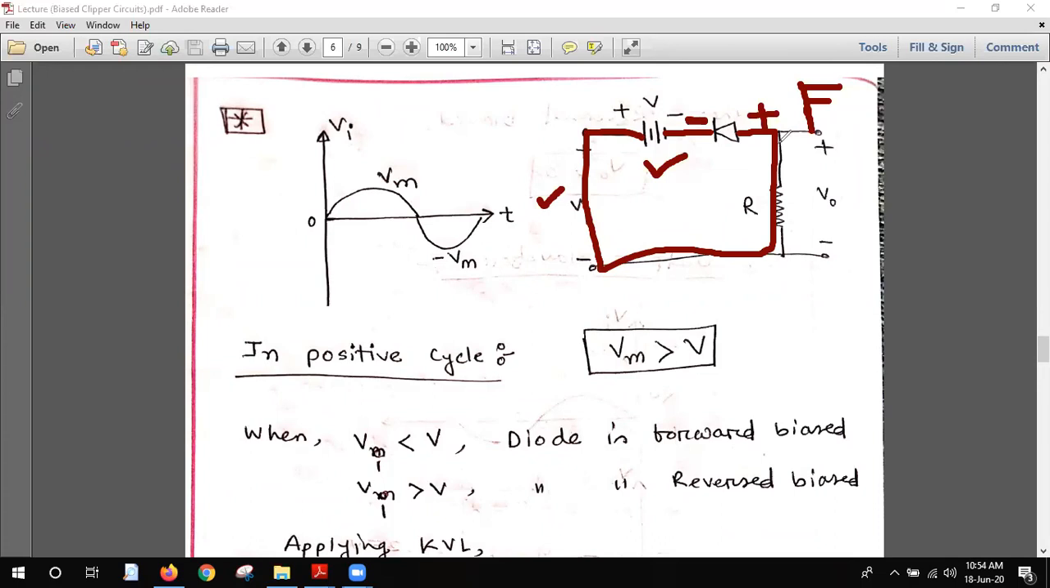My students, I told you that when the value is greater, that effect will be active. Suppose there are two parameters. One is the VI, the input voltage, and the other is the DC voltage V. So when VI is greater than V, the effect will be for VI, and when VI is less than V, the effect will be for V.